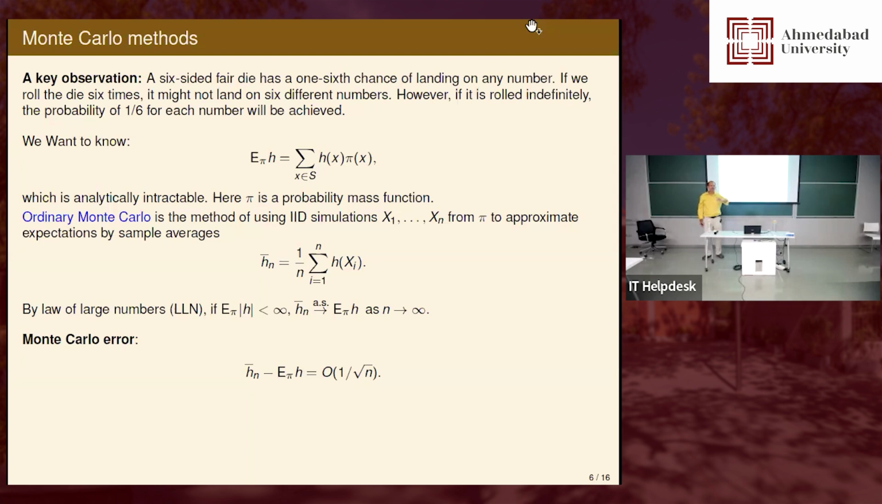Well, there are smart people who studied this problem. Even without knowing the truth, they found out that the error that we are making is of the order of what is called 1 over square root n. So as n increases, square root n increases, and 1 over square root n will decrease.